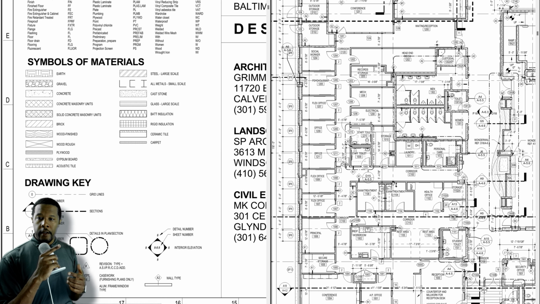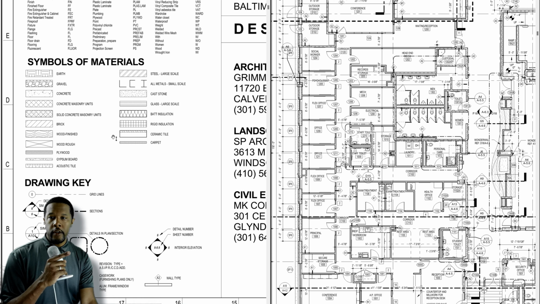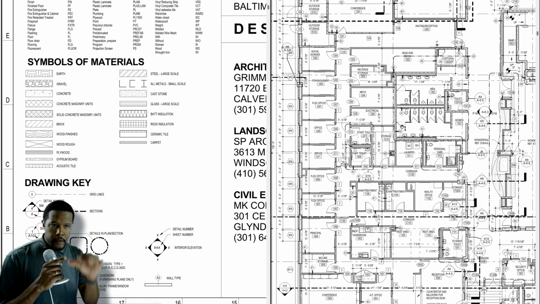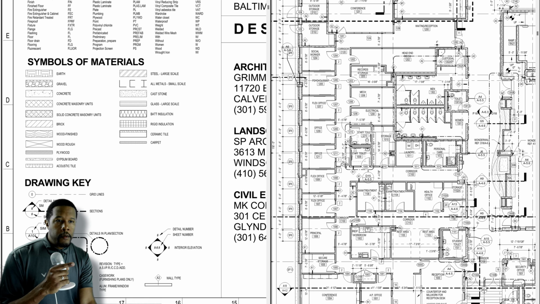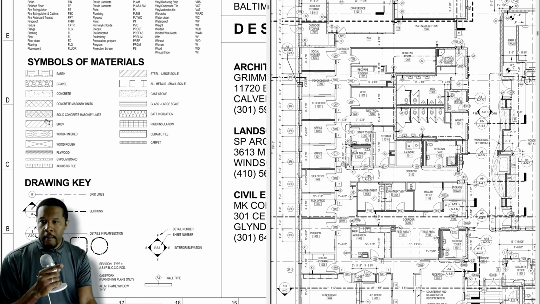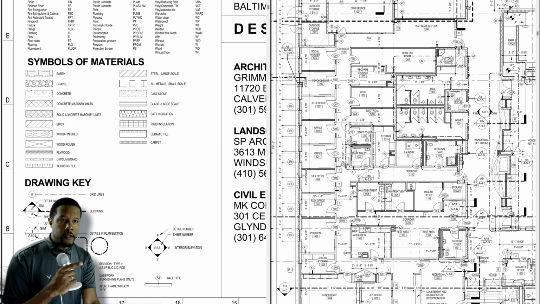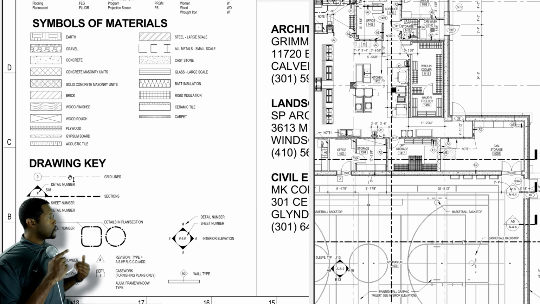So over on this side, you have the symbol of materials, and you can start to see some of the symbols reflected here. Hopefully I zoomed in close enough. Along the bathroom walls, you can see, according to this map, that must be solid concrete masonry units. So a lot of protection around the restroom. That's why they typically tell you in a tornado or something like that, get in the restrooms, because this is solid concrete block.